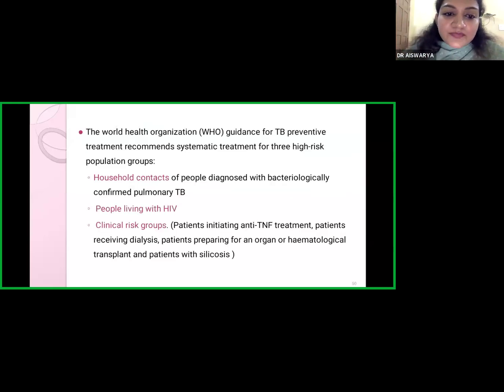So WHO has recently given guidance for giving TB preventive therapy for 3 groups of people only. First is household contacts of people diagnosed with microbiologically confirmed TB, people living with HIV, and certain risk populations like people on anti-TNF therapy, CKD patients receiving dialysis, and organ transplant recipients. And especially patients with silicosis. Silicosis patients are more prone to develop TB. So in this kind of patient, WHO gives guidance for giving TB preventive therapy.